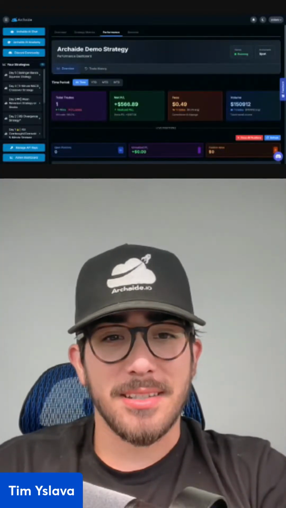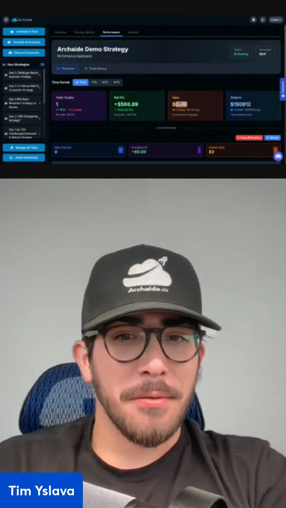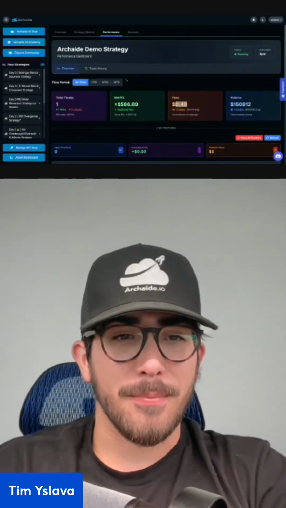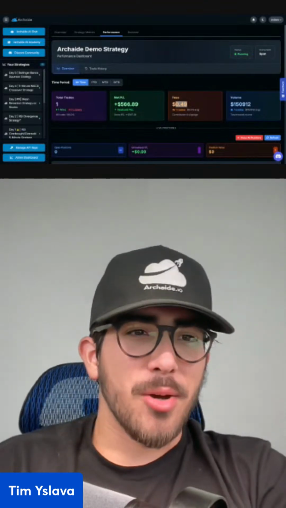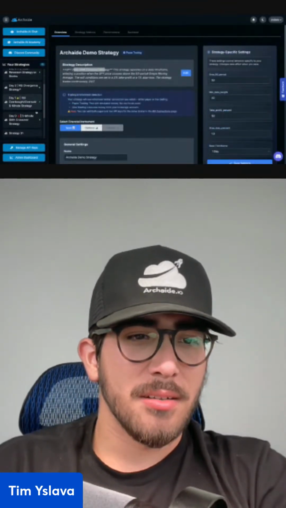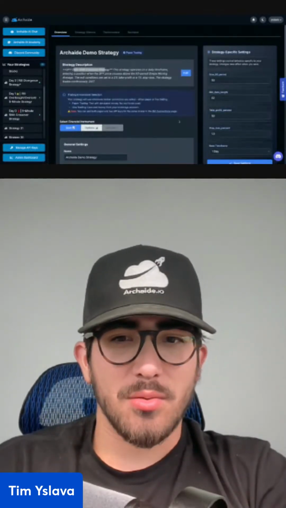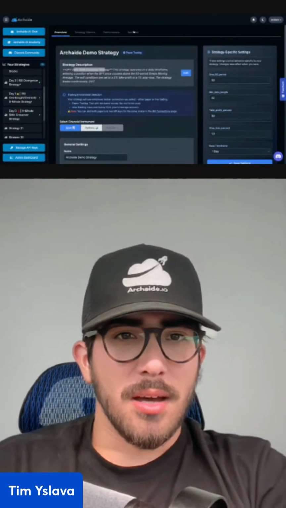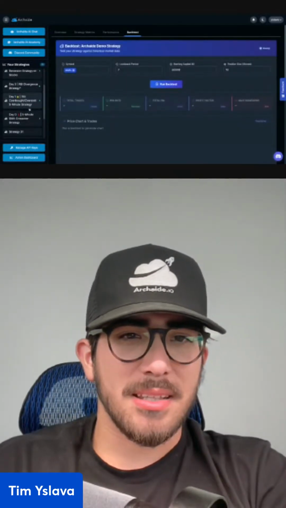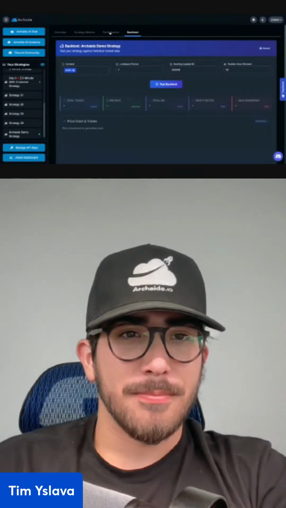Made $566.89. This is after fees. We did encounter 50 cents worth of fees on this strategy. Again, I call it a demo strategy, but what it really is is the SMA crossover, which I think we have 2 of. But this is running on Apple and it's running on the 1-day time frame. And this other one may be slightly different. But anyways, that's the demo strategy.